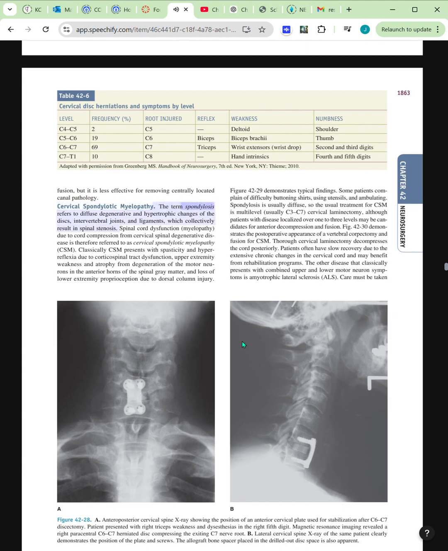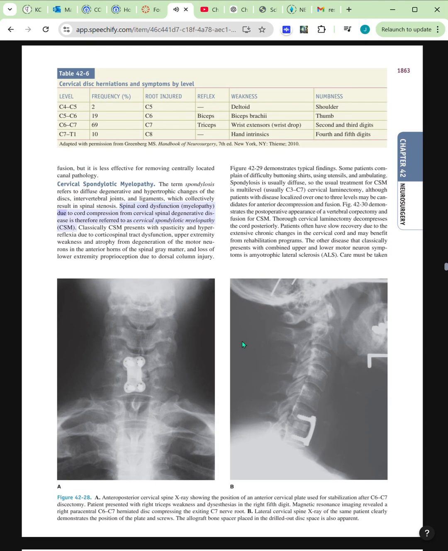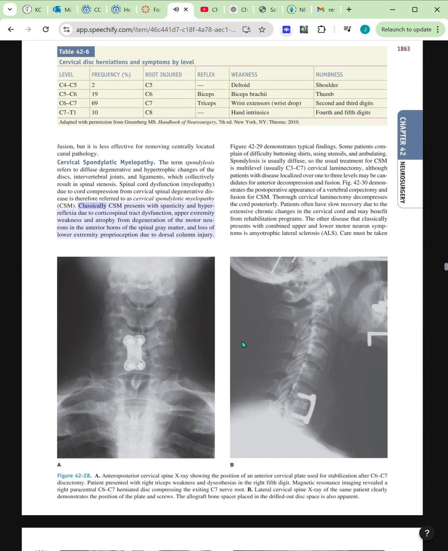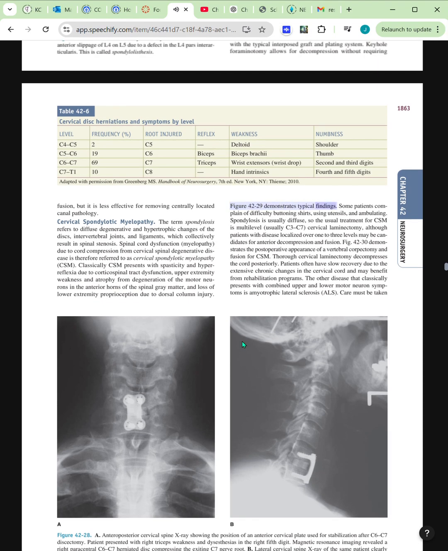Cervical spondylotic myelopathy. The term spondylosis refers to diffuse degenerative and hypertrophic changes of the discs, intervertebral joints, and ligaments, which collectively result in spinal stenosis. Spinal cord dysfunction, myelopathy, due to cord compression from cervical spinal degenerative disease is therefore referred to as cervical spondylotic myelopathy, CSM. Classically, CSM presents with spasticity and hyperreflexia due to corticospinal tract dysfunction, upper extremity weakness and atrophy from degeneration of the motor neurons in the anterior horns of the spinal gray matter, and loss of lower extremity proprioception due to dorsal column injury. Figure 42-29 demonstrates typical findings.